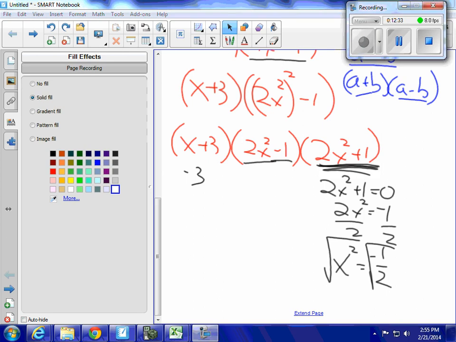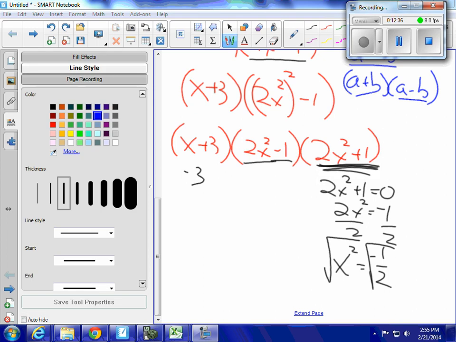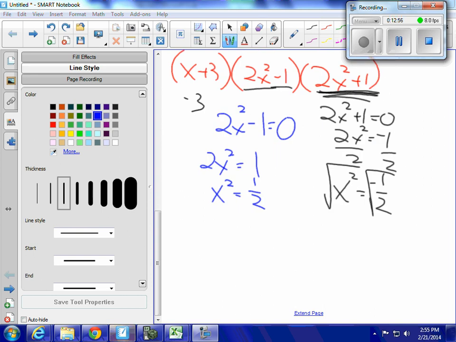So I'm going to turn my attention to the other one. 2x squared minus 1, I'm going to set that equal to 0. And so I have 2x squared equals 1. I added 1 to both sides. I have x squared equals 1/2. That means I can take the square root of both. Square root of x squared is equal to the square root plus or minus of 1/2.